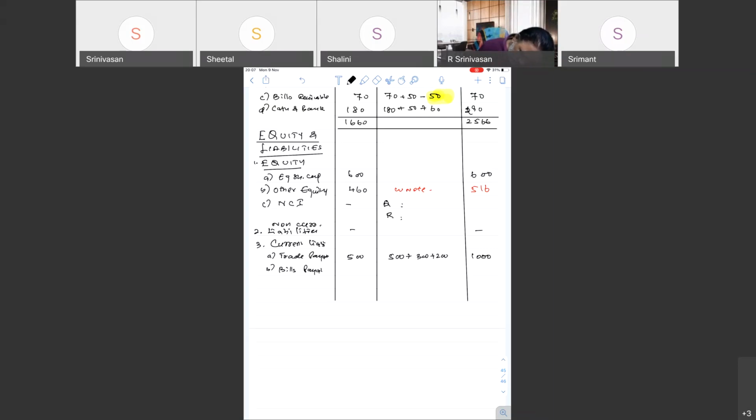Bills payable. And for this one is 100. So 100 plus 90 plus 70 minus 50. So here this is 50. So the total has become 210. Okay, total equity. Total 1660. We'll go for the NCI.